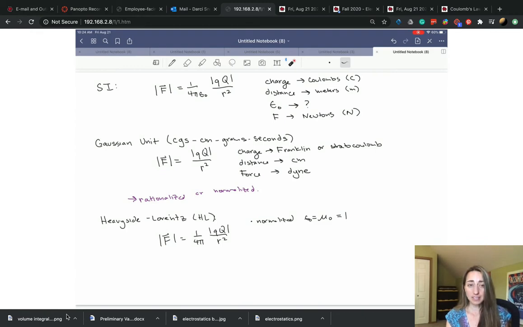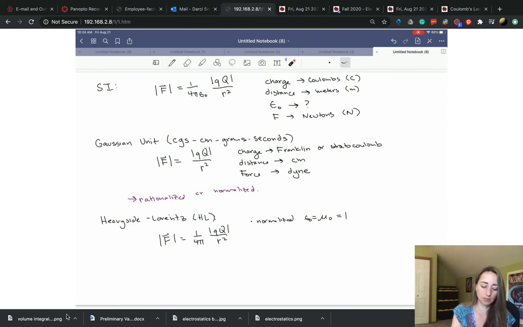In the Gaussian unit system, Gaussian units is a more commonly used units in electromagnetic theory. The reason why Gaussian units were originated was for electromagnetic theory. It's part of what's called the CGS unit system. So CGS stands for centimeters, grams, seconds. So those are the base units of those particular quantities.